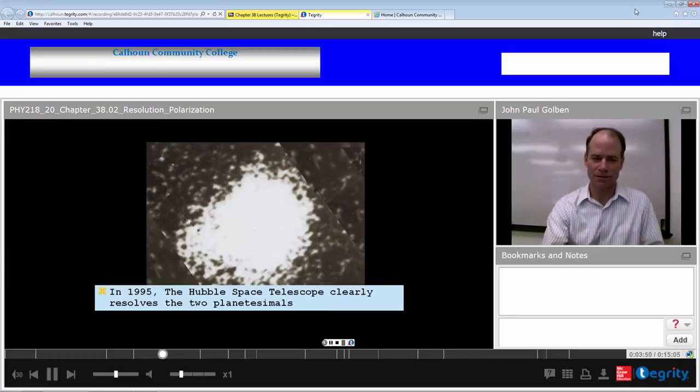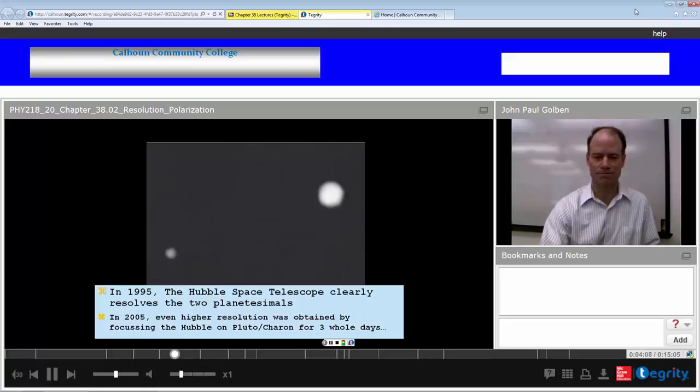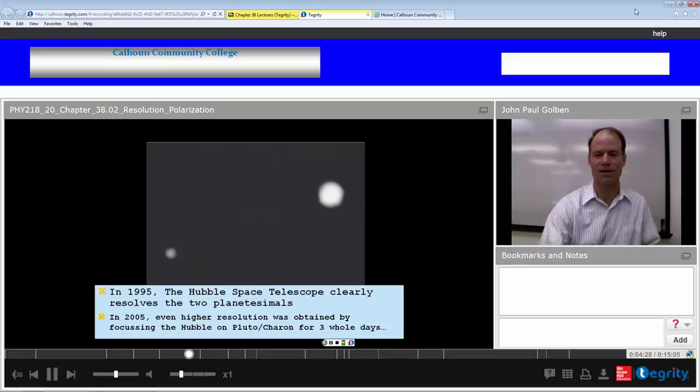In 1995, the Hubble Space Telescope clearly resolved these two planetesimals, and here is what the Hubble came up with. You can clearly see Pluto and its moon Charon at that time. So they definitely were correct. In 2005, even higher resolution was obtained by focusing the Hubble Space Telescope on this Pluto-Charon system for 3 whole days. So they commandeered the Space Telescope for 3 whole days from all the other researchers at that time to take photos of Pluto and Charon, and they came up with a high resolution, and this is what they had.